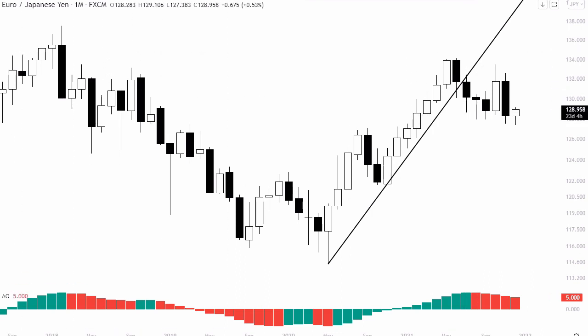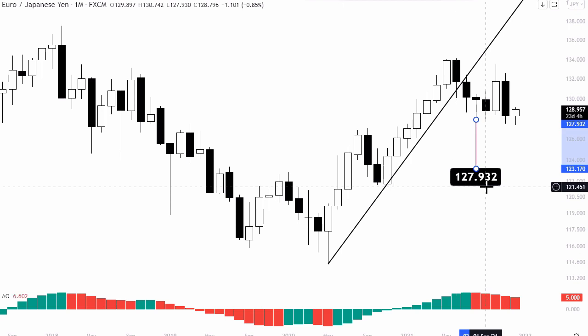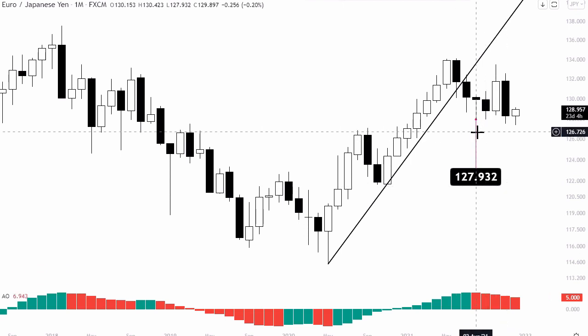Couldn't sell here. Awesome Oscillator still green. Sell below this candlestick at 127.932. Did we get into that trade? If you would have traded this, 127.93.